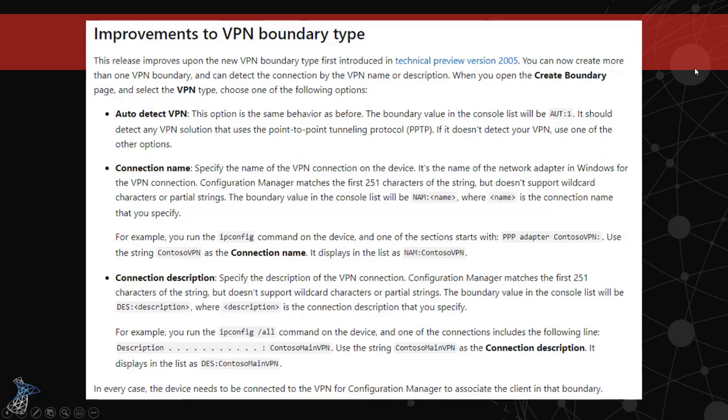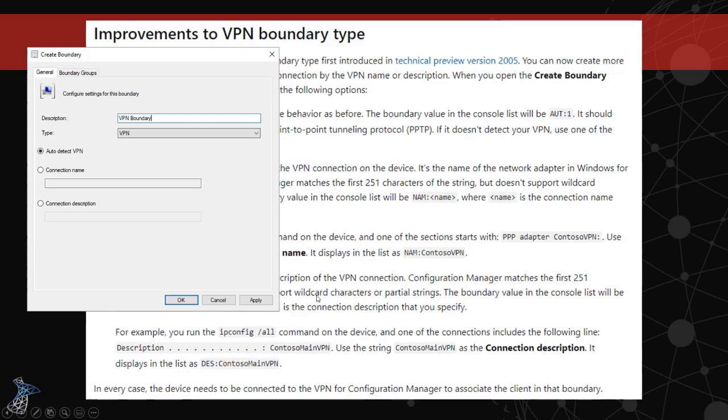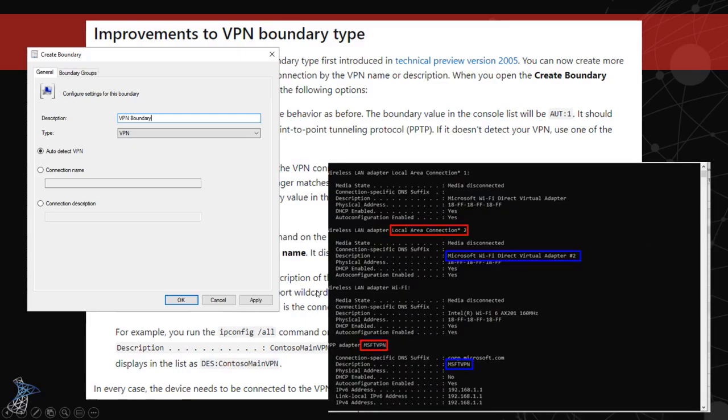So what we've added in our 2006 TP, and should hopefully be in our 2006 release later in the coming weeks, is the ability to specify a connection name and a connection description, so that when the client does its content lookup, it can pass the information about the connected network adapters, so that we can do some string matching to see whether the client is on the VPN. And if you just click through, you can see what that looks like in our 2006 TP.